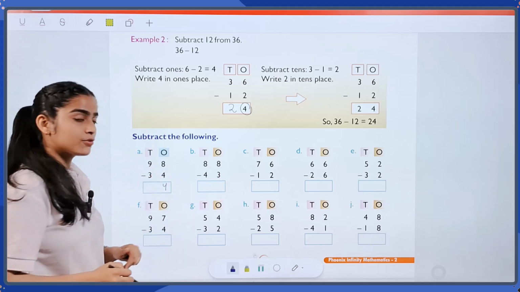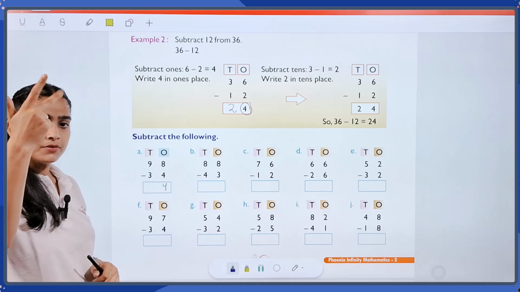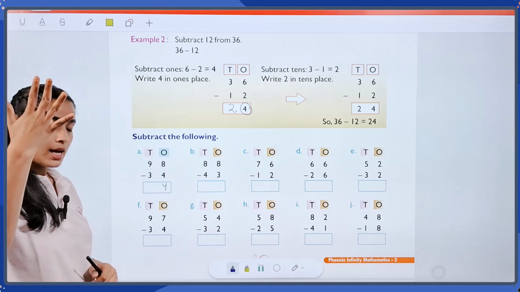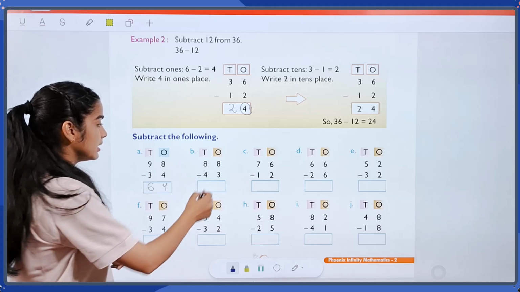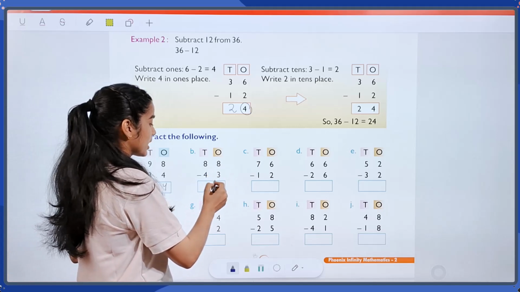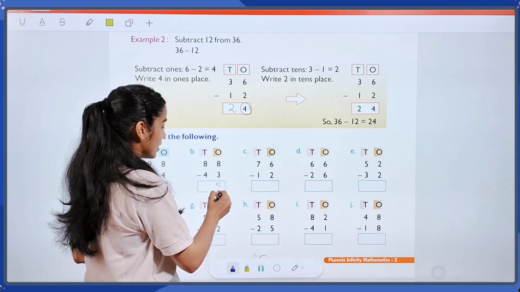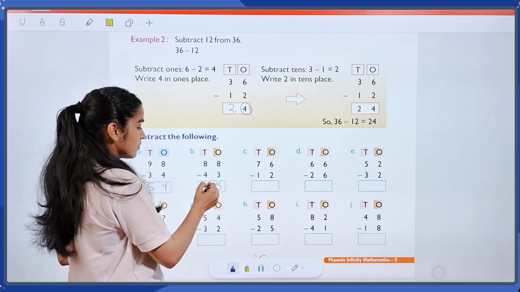After 3, we have to start counting. 4, 5, 6, 7, 8 and 9. So how many numbers do we have? 6 numbers we have. Now 8 minus 3. So again 8 minus 3 is 5. 8 minus 4 is 4.